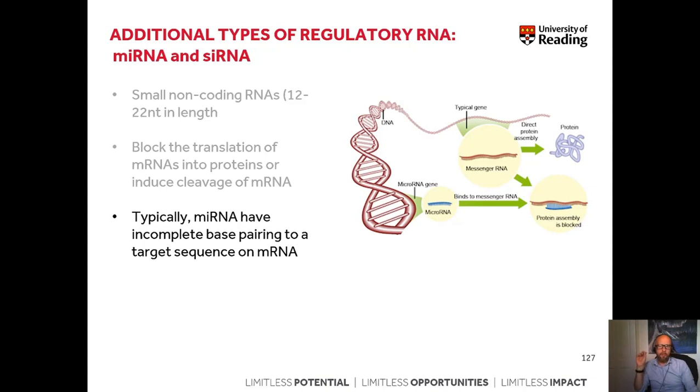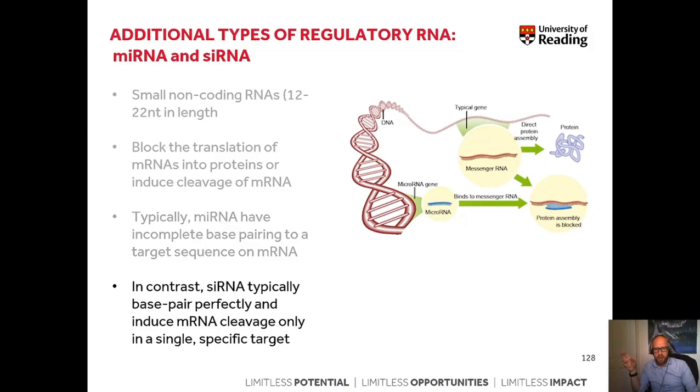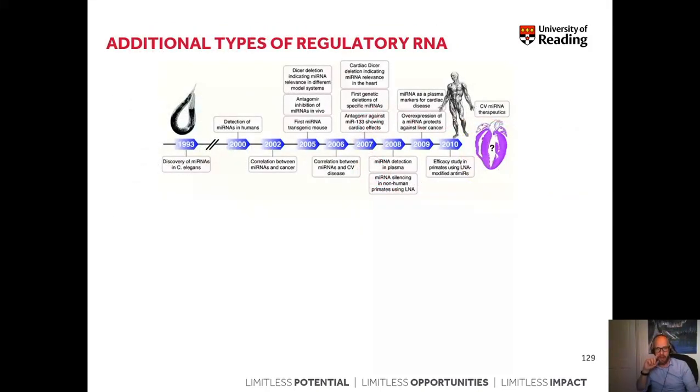Typically, miRNAs have incomplete base pairing to a target sequence on mRNA, so we might have a match of only a few bases. In contrast, siRNAs typically base pair perfectly and induce mRNA cleavage only in a single specific target. So although those two types of RNAs are not necessarily that crucial for this very lecture, we are going to be talking about those two later on as well, so please keep in mind that those exist. However, they are the less common types of RNA.